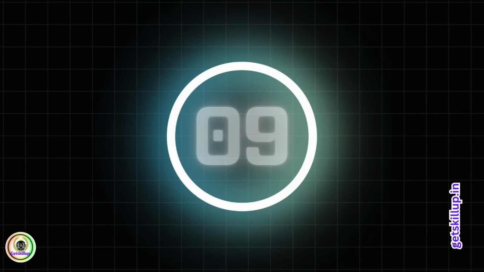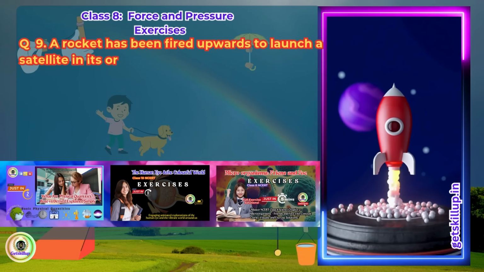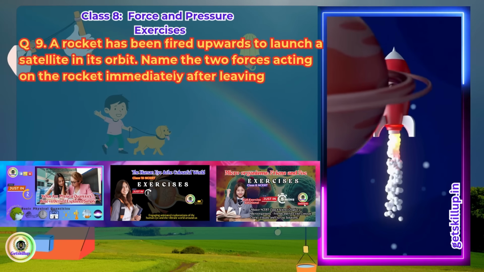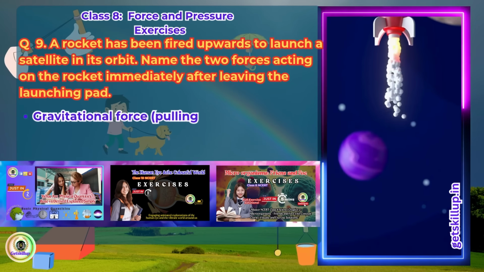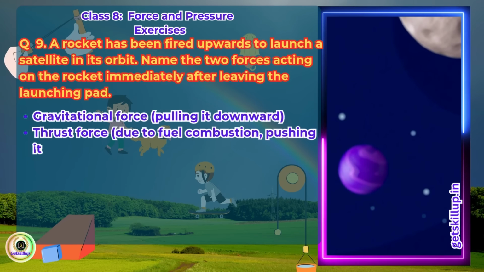Question 9. A rocket has been fired upwards to launch a satellite in its orbit. Name the 2 forces acting on the rocket immediately after leaving the launching pad. Answer. Gravitational force, pulling it downward. Thrust force, due to fuel combustion, pushing it upward.